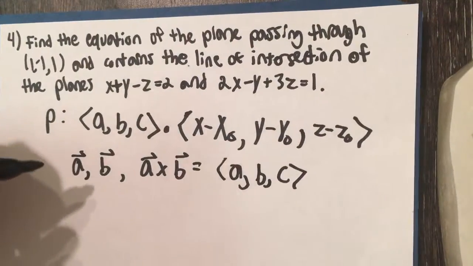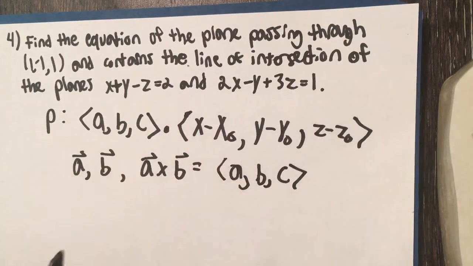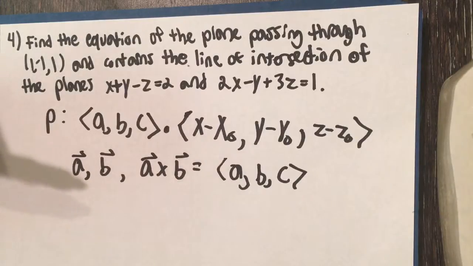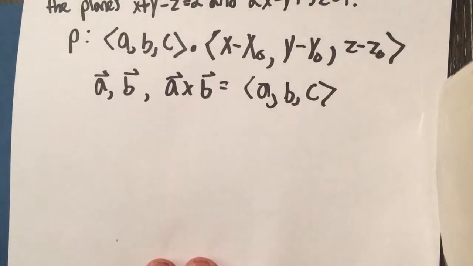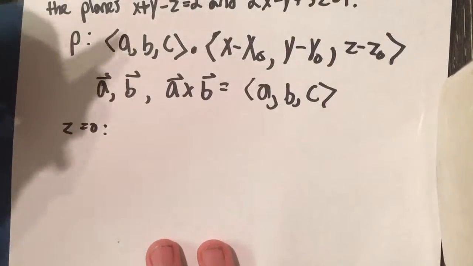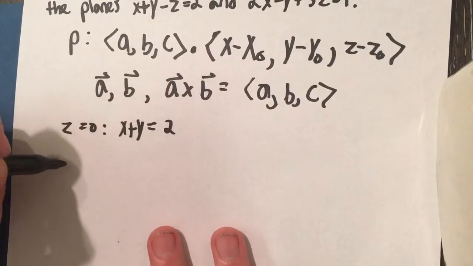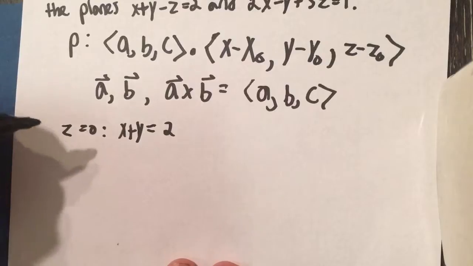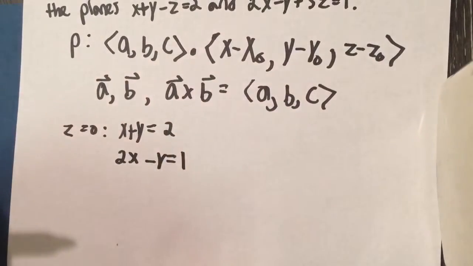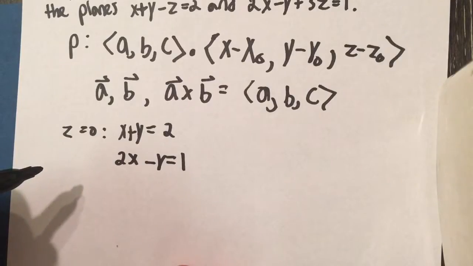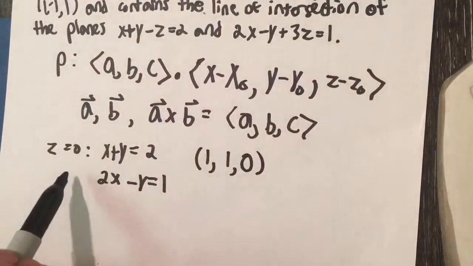What I would do first is find values where z and x are equal to 0 so that we can figure out points that lie on both of these planes, because we're trying to create a normal vector that contains the intersection of these. So to satisfy both equations, an easy way is to set z equal to 0. Then the first equation becomes x + y = 2, and the second equation is 2x - y = 1. To satisfy both, x is equal to 1, y is equal to 1, and z is equal to 0, as we stated in the initial condition.